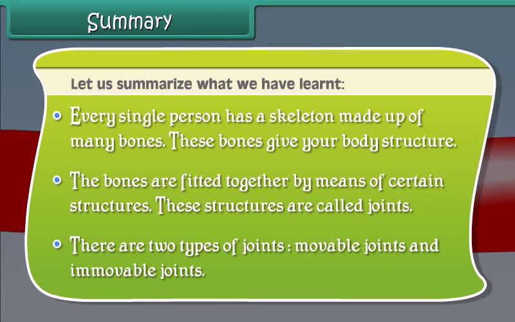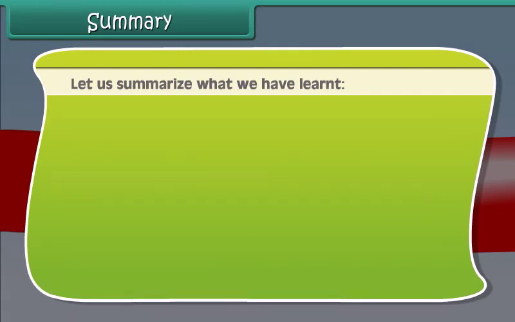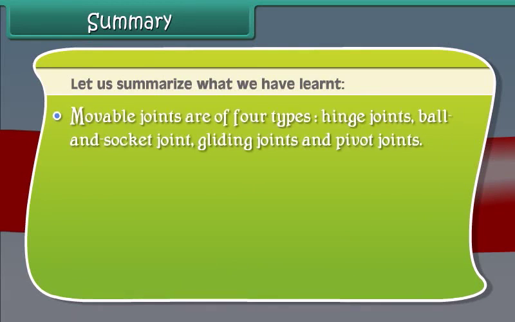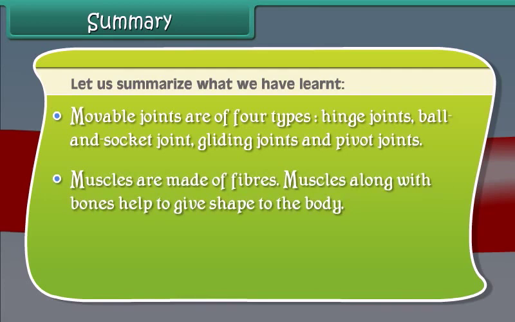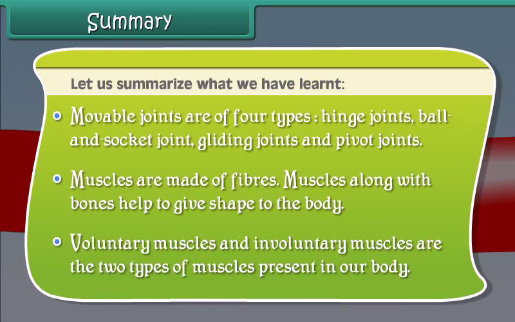There are two types of joints: movable and immovable joints. Movable joints are of four types: hinge joints, ball and socket joints, gliding joints, and pivot joints. Muscles are made of fibers. Muscles, along with bones, help to give shape to the body. Voluntary muscles and involuntary muscles are the two types of muscles present in our body.